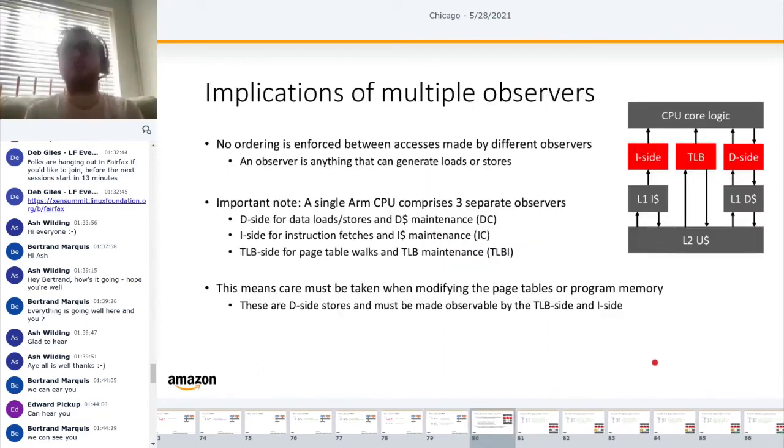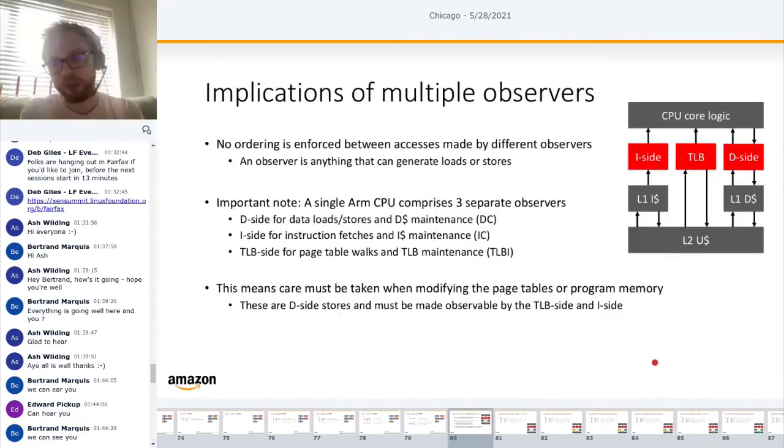Okay, so what is this D side that I'm talking about? And this is where things might get a little bit trickier. So no ordering is enforced between accesses made by different observers, bearing in mind that an observer is anything that can generate loads or stores.